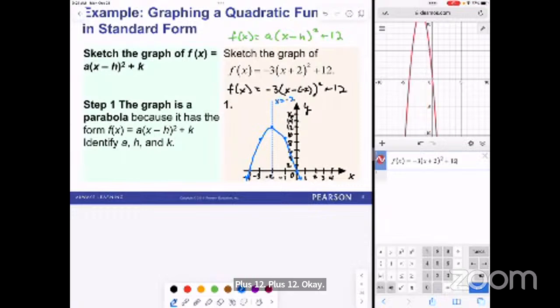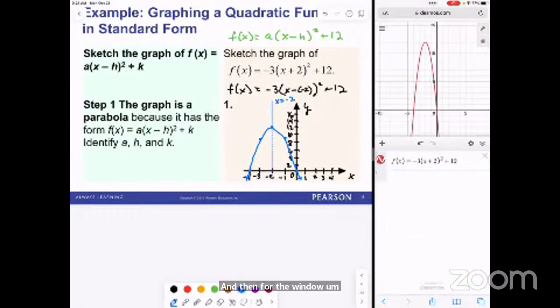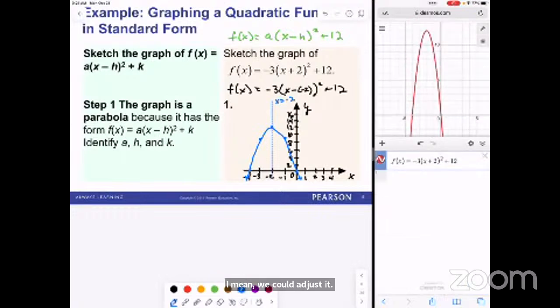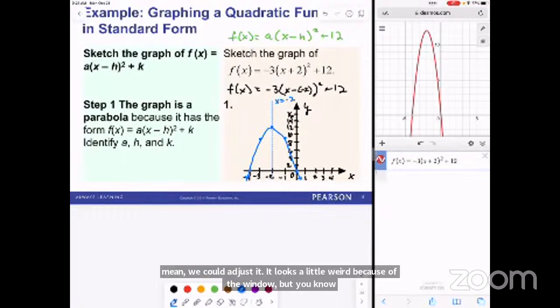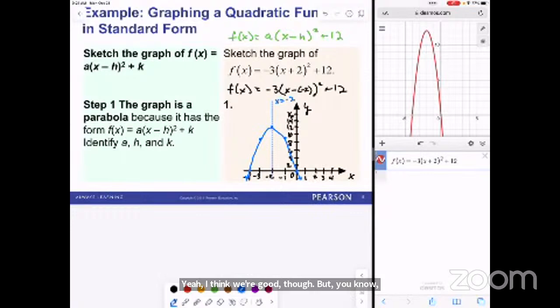And then for the window, I mean, we could adjust it. It looks a little weird because of the window, but yeah, I think we're good though. Essentially we have the same thing, all right? Okay, so that's fine.